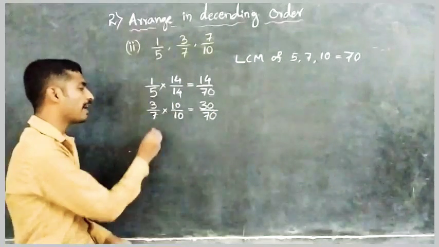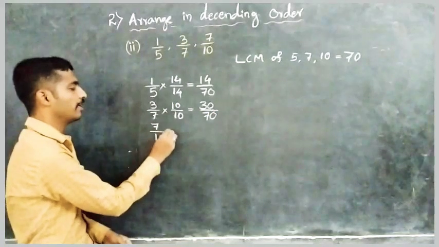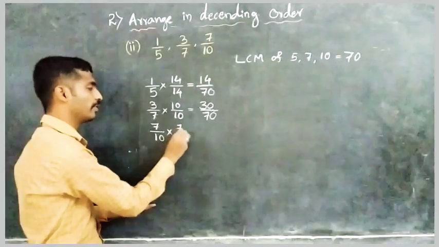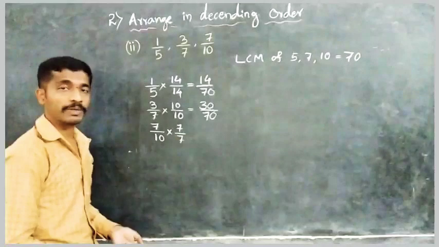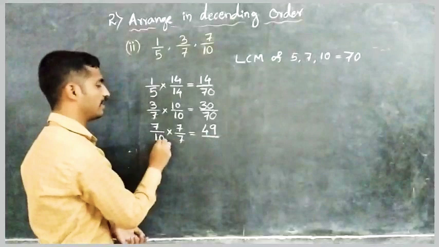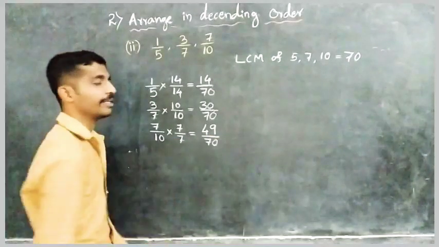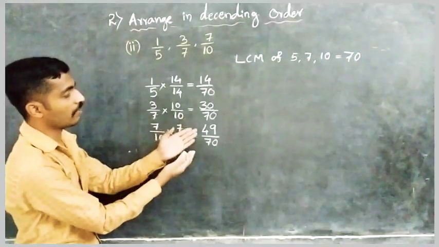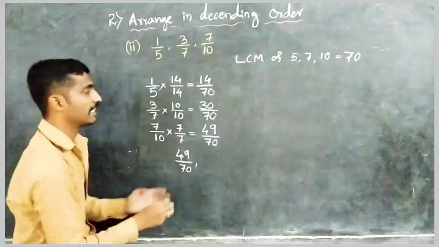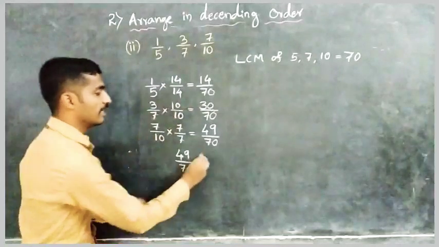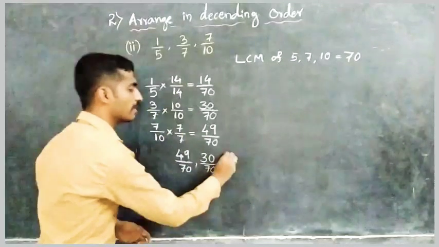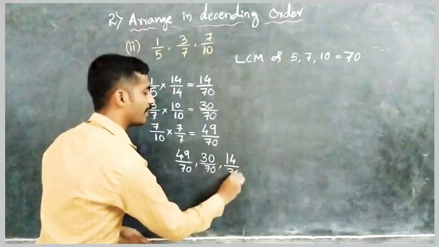And what is left? 7 by 10. Okay, 10 times how much is 70? 10 7s are 70. So here multiply this by 7 by 7. So 7 7s are 49 and 10 7s are 70. Okay, so which is bigger now? That is 49 by 70. Next, which is smaller than that? That is 30 by 70. And the last one is 14 by 70.